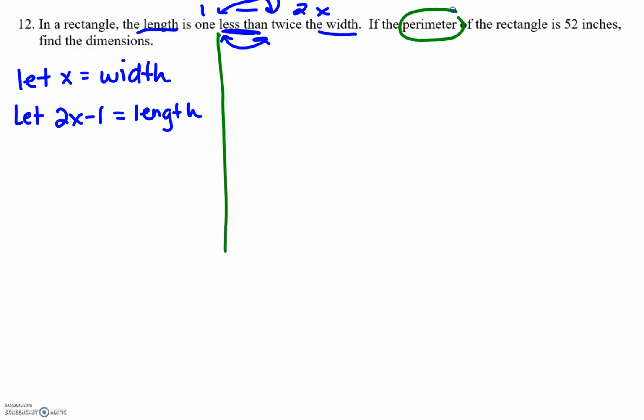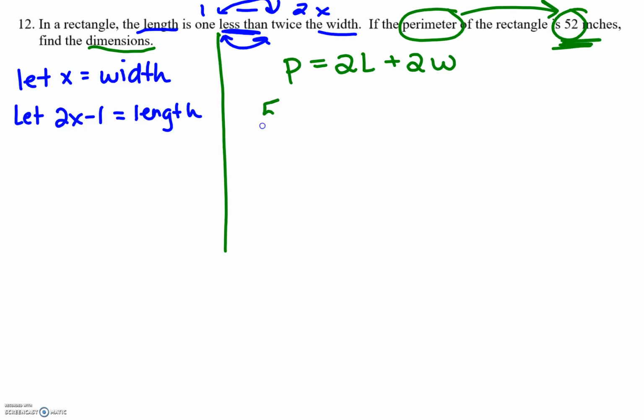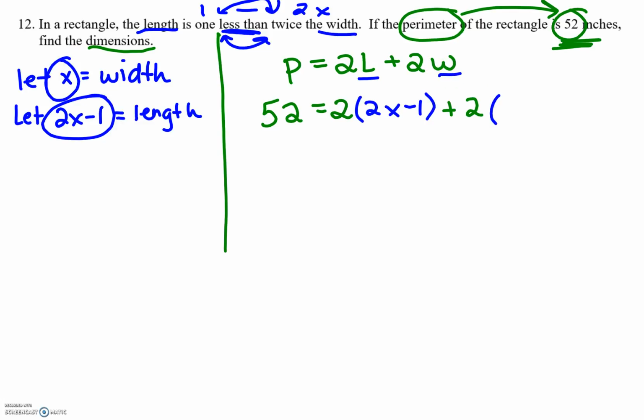Once we have our legend, we're going to read the rest of the problem. It's saying if the perimeter of the rectangle is 52, determine the dimensions. So we're trying to figure out the length and the width. Remember, perimeter is equal to 2 times the length plus 2 times the width. In the problem, they told you perimeter is 52, so I'm going to replace P with a 52. The 2 remains the same. My L gets replaced with my length, which is 2x minus 1, plus my 2 times my width, which we said was x.